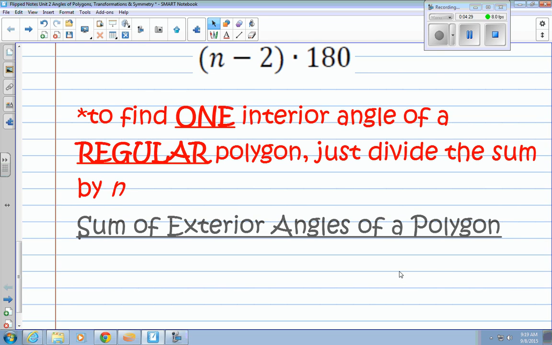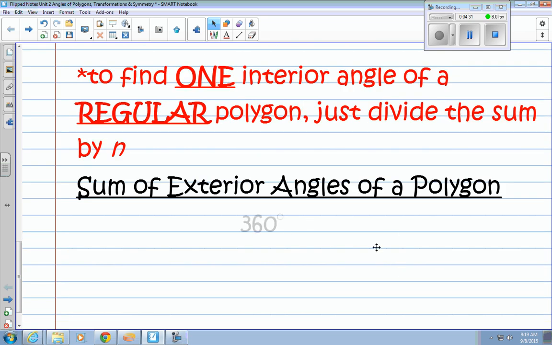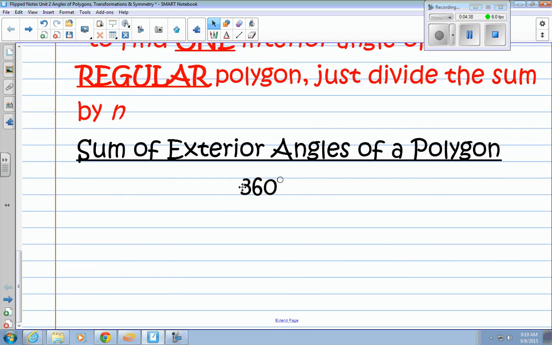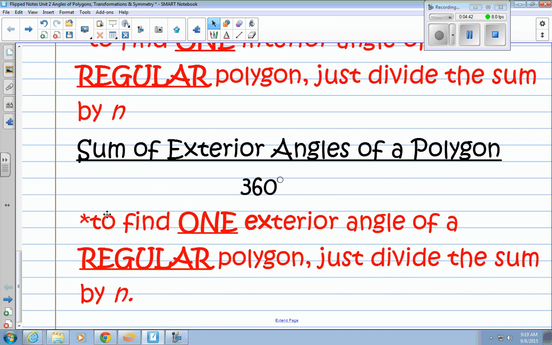The sum of the exterior angles of a polygon is much easier. It's always 360 degrees, no matter how many sides you have. I know that seems crazy, but whether you have a dodecagon or whatever, it's always 360 degrees. And again, if we wanted to find just one exterior angle of a regular polygon only, this will only work if all the angles are congruent, then we're just going to divide the sum of 360 by the number of angles that we have.